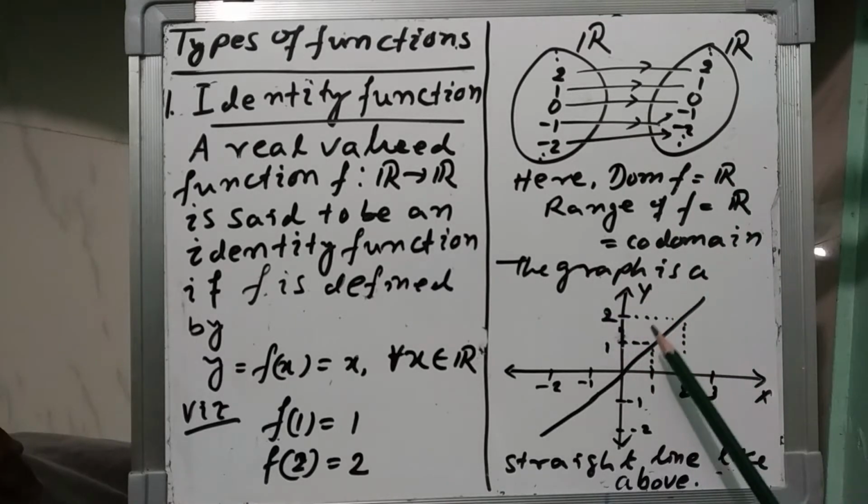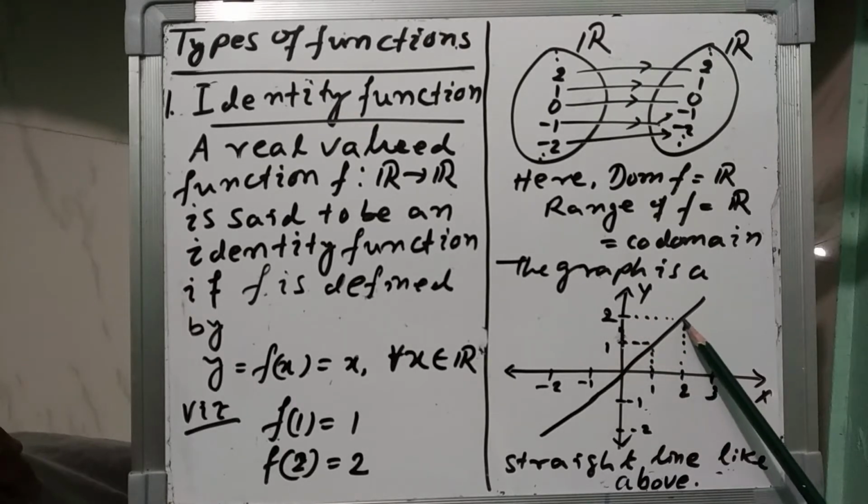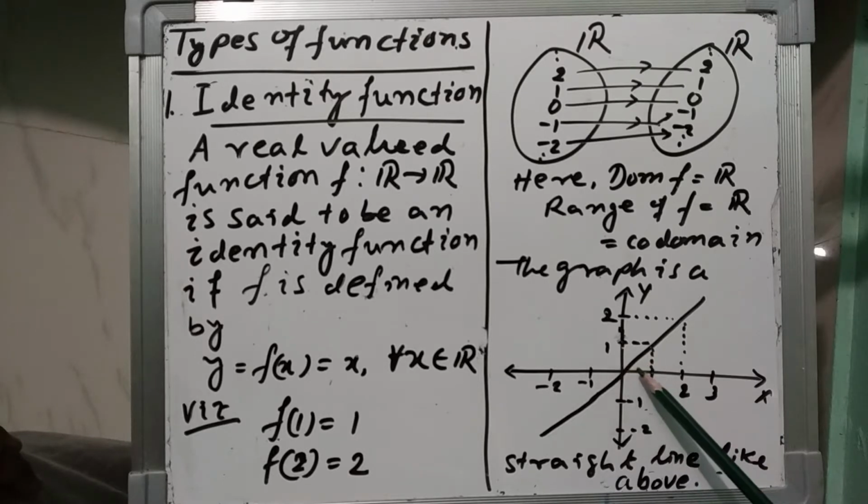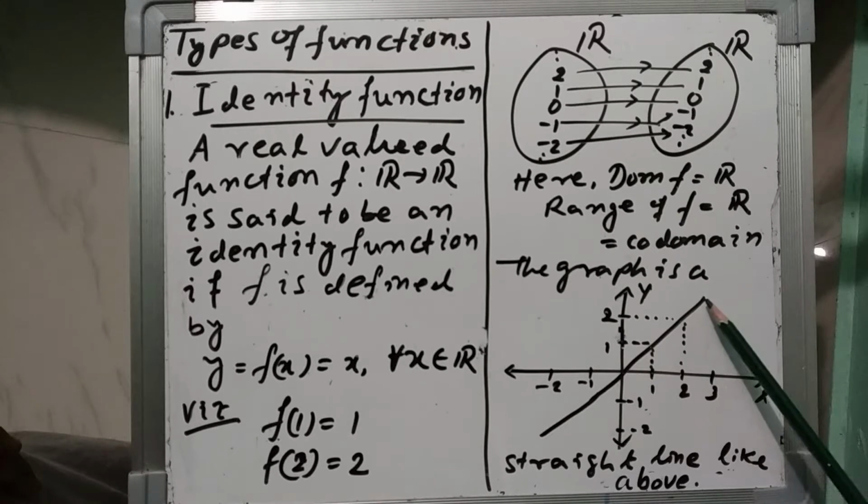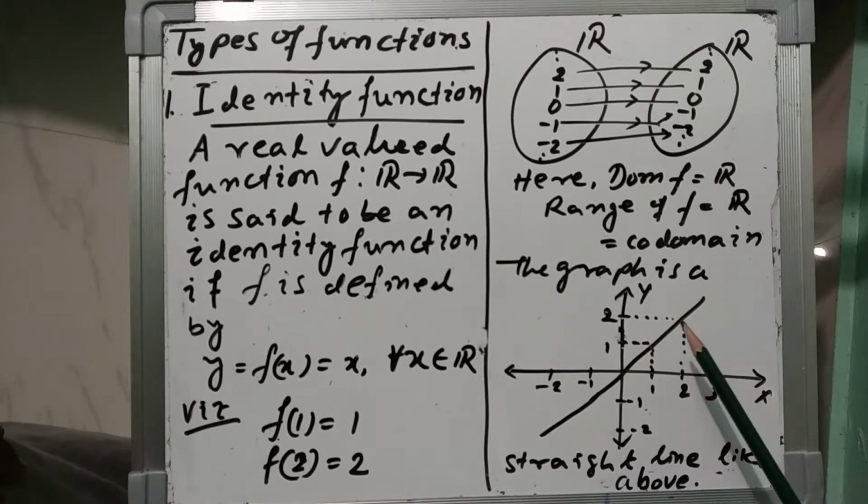The graph is a straight line like this. This is our x-axis, it is our y-axis. Here is 1, f of 1 is 1. F of 2 is 2. If we join these points, we can get a straight line. So the identity function is just like a straight line, making an angle of 45 degrees with the x-axis, and it appears in the first quadrant and the third quadrant.